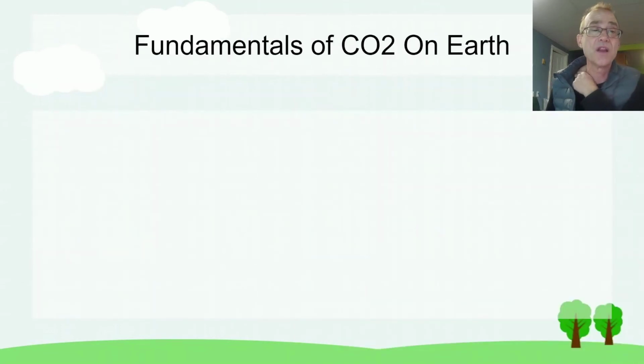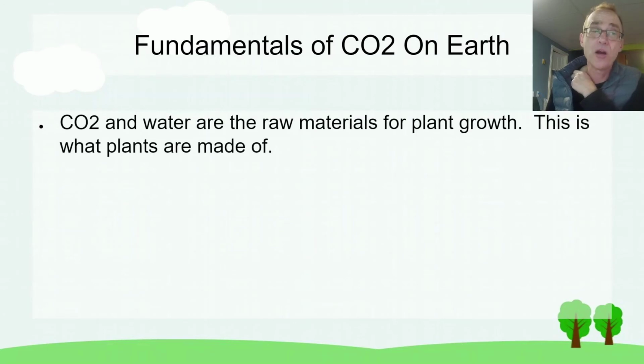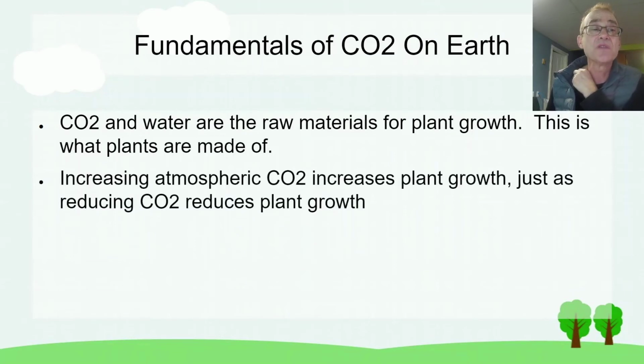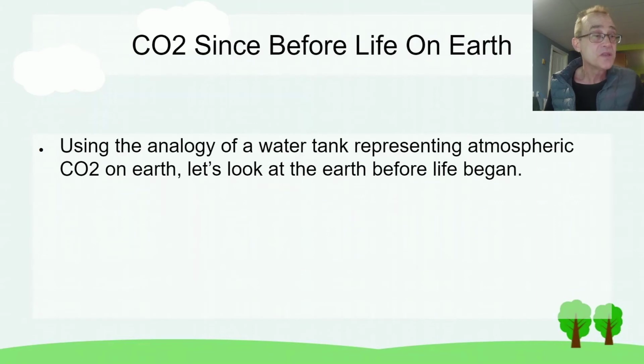Fundamentals of carbon dioxide on Earth. Carbon dioxide and water are the raw materials for plant growth. This is what plants are made of. Increasing atmospheric carbon dioxide increases plant growth, just as reducing carbon dioxide reduces plant growth. Using the analogy of a water tank representing atmospheric carbon dioxide on Earth, let's look at the Earth before life began.